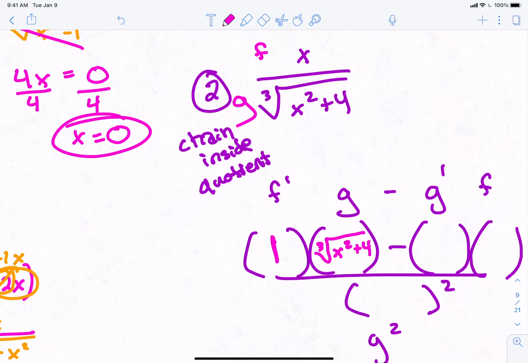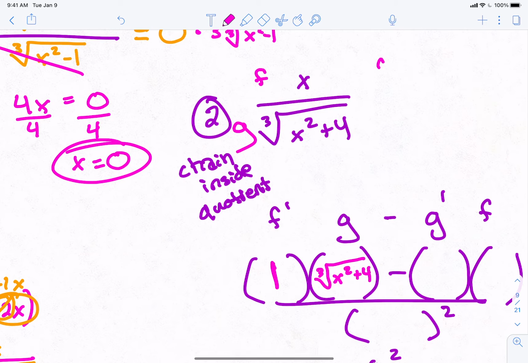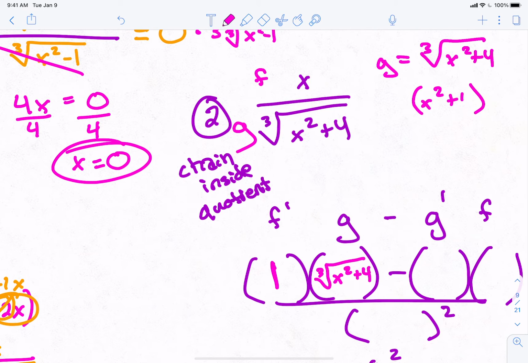Okay, f prime g minus g prime f all over g squared. G prime is the only part of this that's hard, the only thing that's going to give us problems. So we've got to do g prime. G is the cubic root of x squared plus 4. Before we take the derivative, we've got to make it to the 1/3 power.